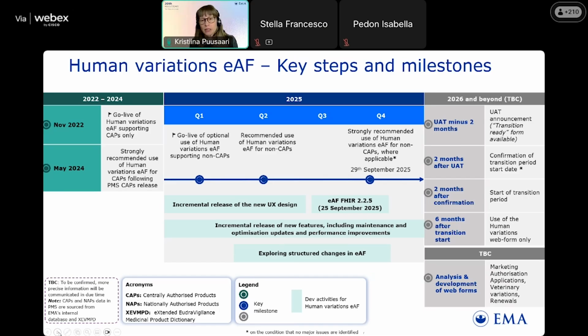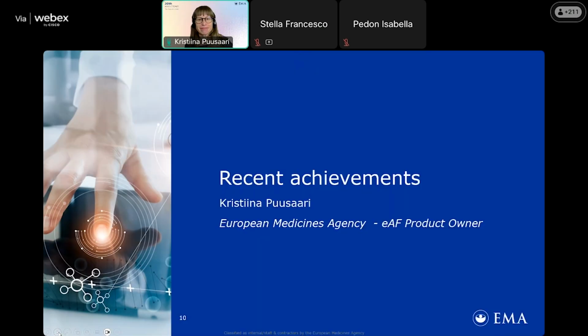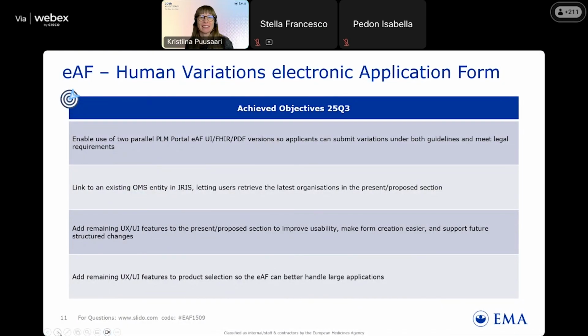Also, we have a very important date approaching, the 25th of September, where we are updating the eAF FHIR to new version 2.2.5. And in this new version, we will be making some improvements also to the PDF and, of course, the FHIR itself. And of course, we are continuing incremental release of new features and performance improvements. And we are also behind the scenes continuing to explore structured changes in the eAF. And let's have a look at what we have done this summer.